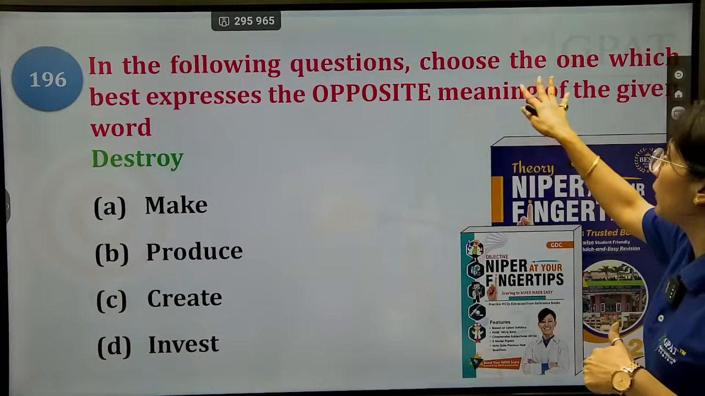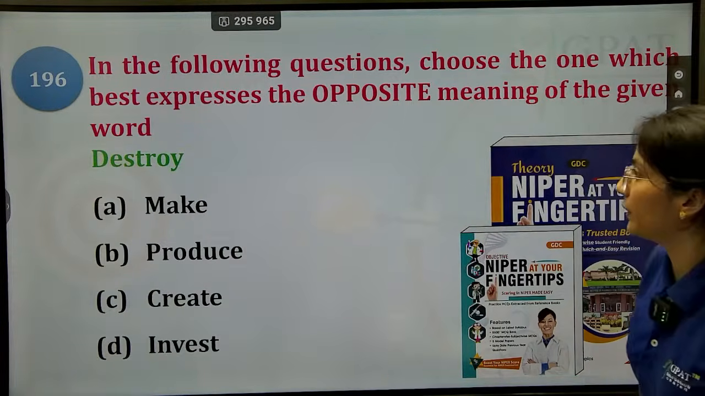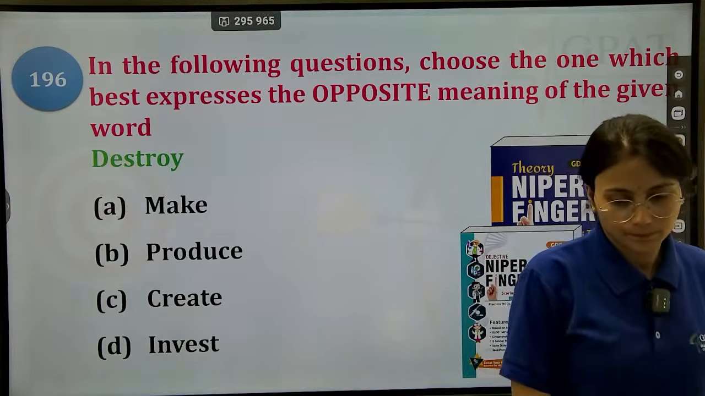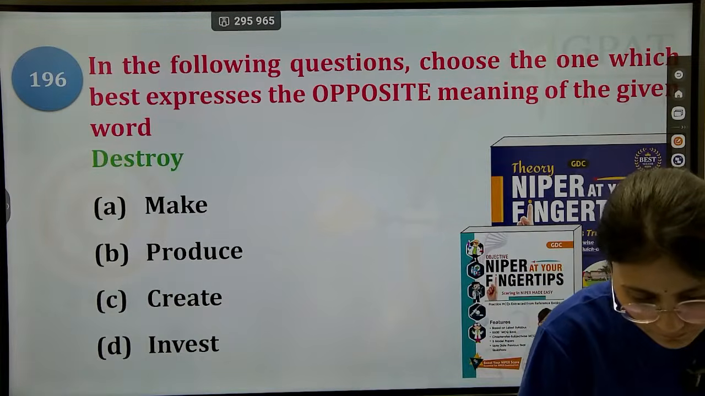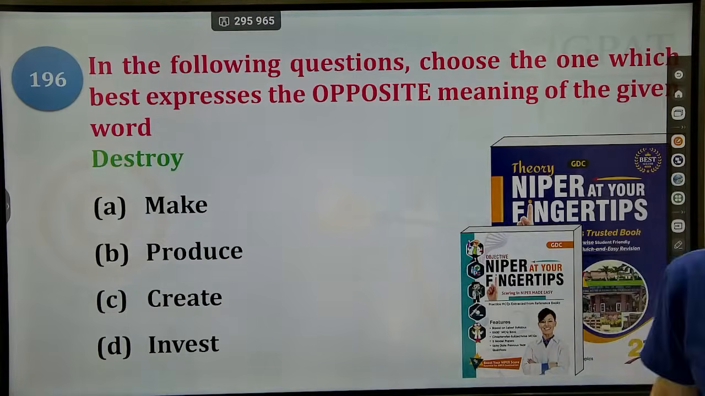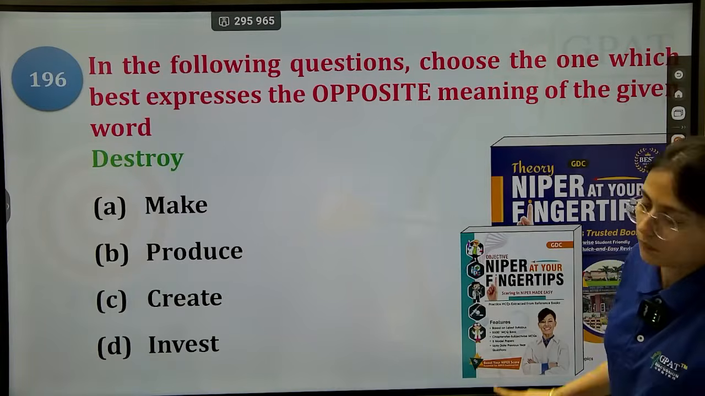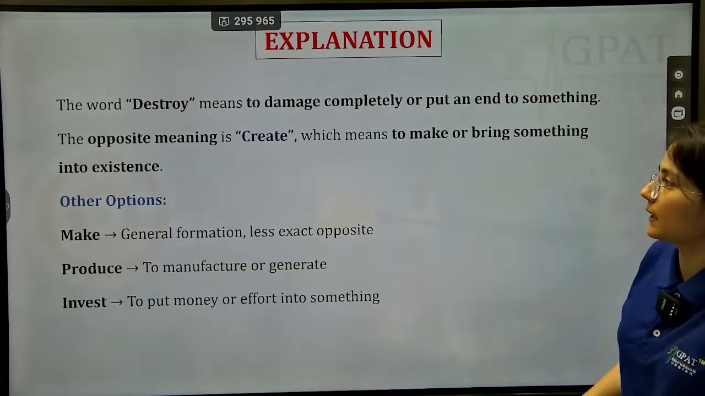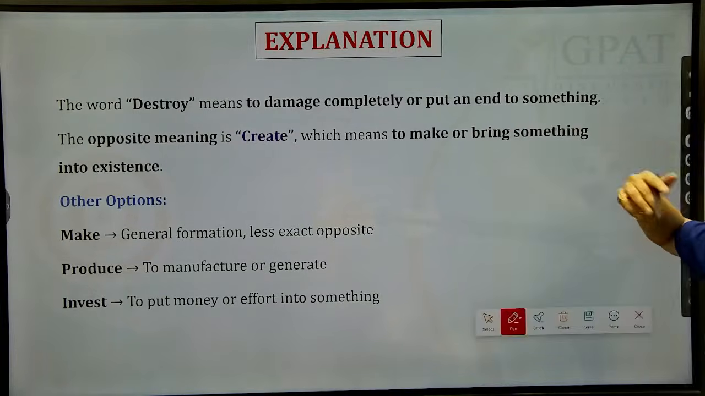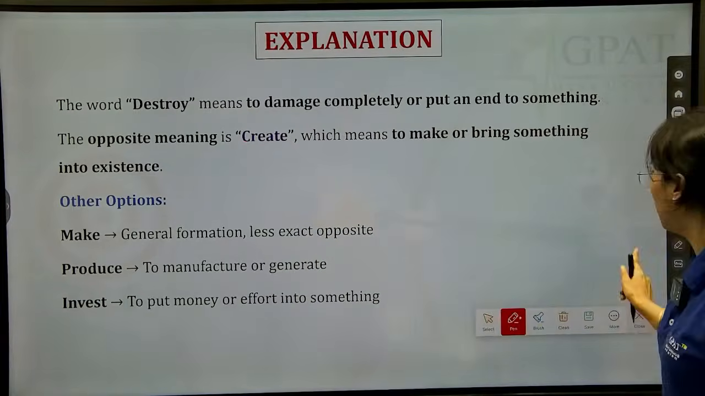Okay, in the following question, choose the one which best expresses the opposite meaning of the given word. Destroy. Make, produce, create, invest. That is destroy. That is create. Option C is correct. Destroy means to change completely or put an end to something. So the opposite meaning is create. Now move to the next question.